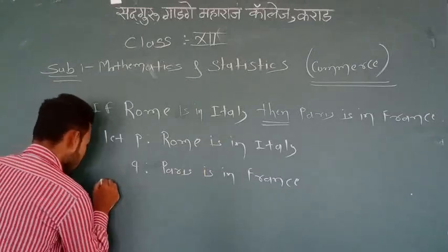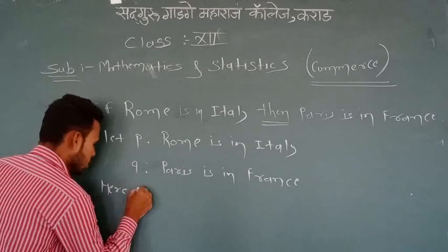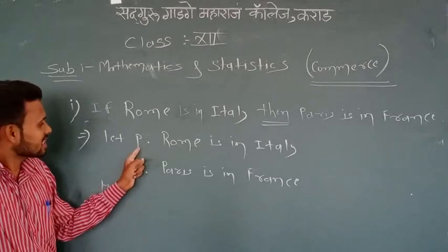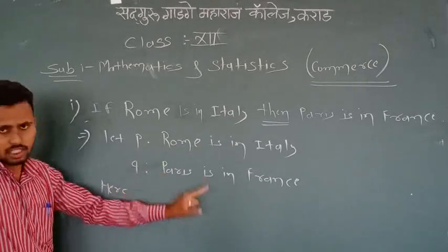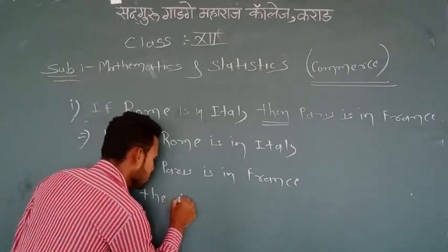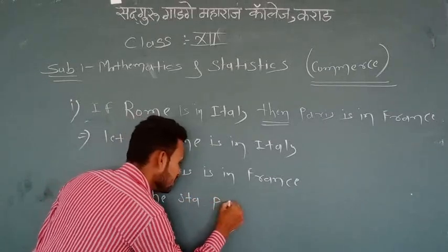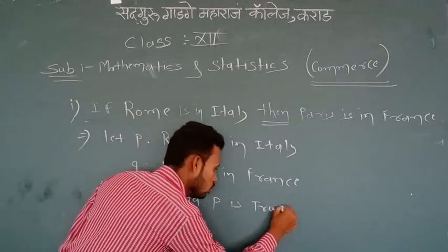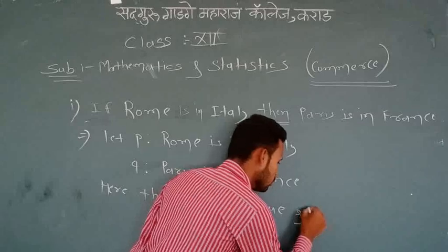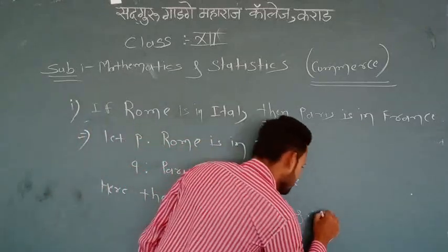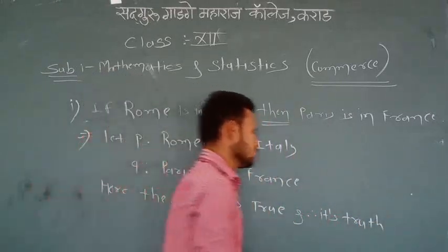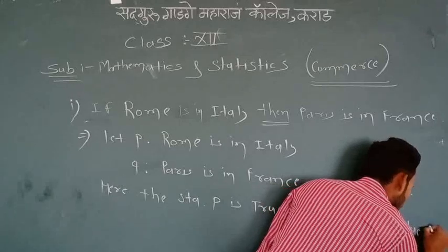Now, is the statement true or false? Obviously the statement P is true. Similarly statement Q is also true. Therefore the statement P is true, and therefore its truth value is T.